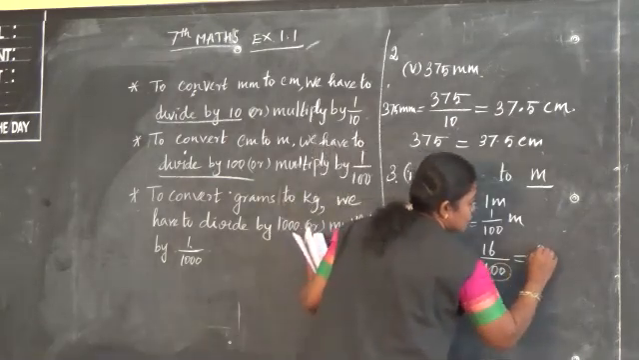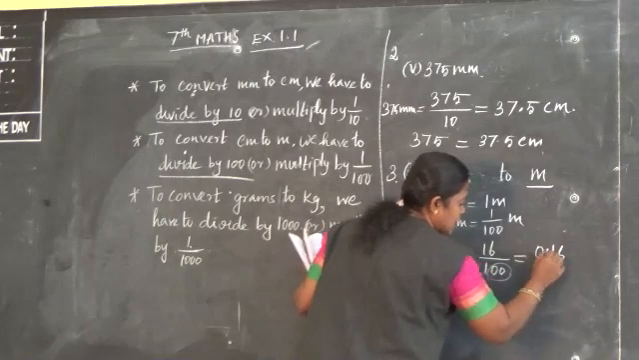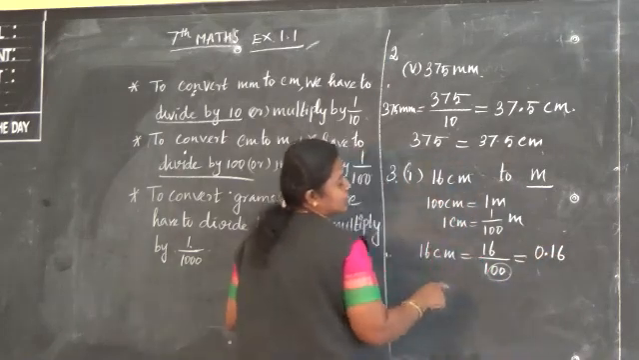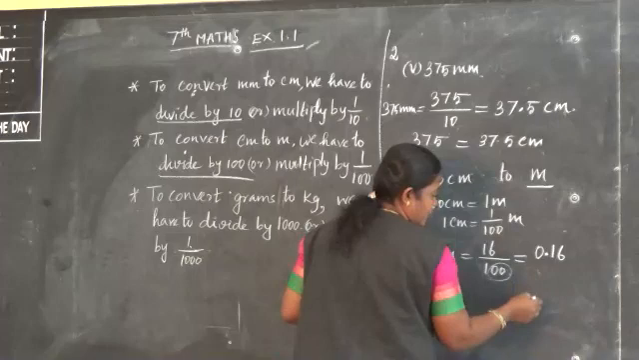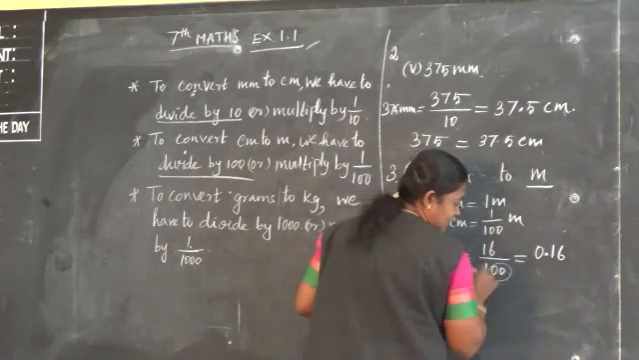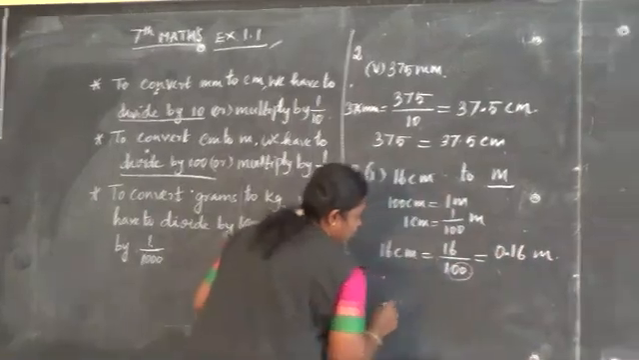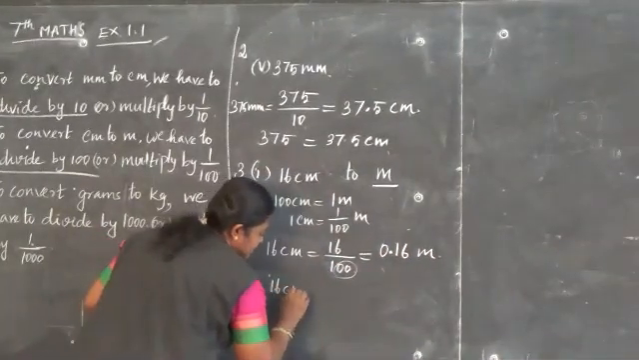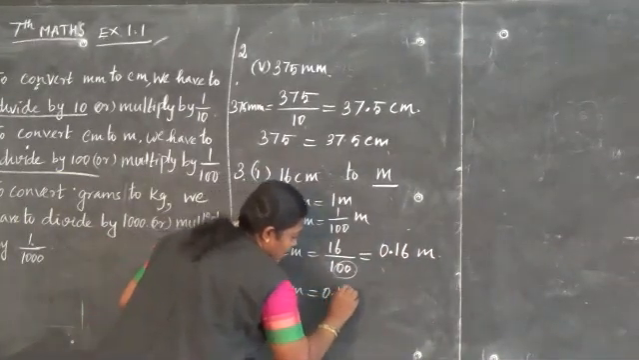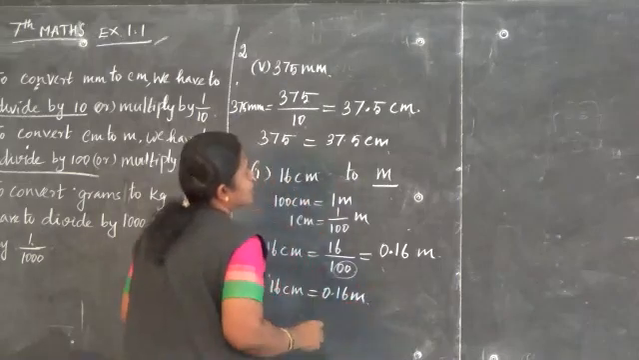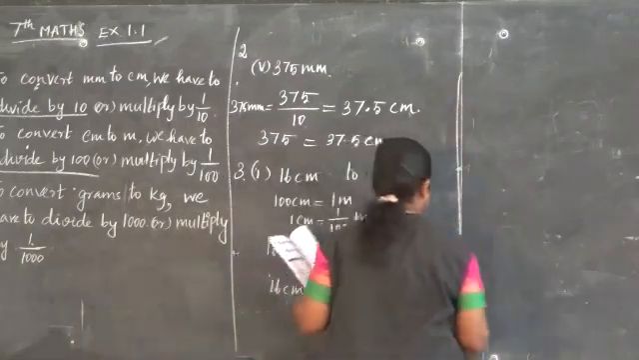So 0.16, only 2 digits are there. That's why I am keeping the point here, and after that I write 0. So 0.16 meter. 16 centimeter equals 0.16 meter.